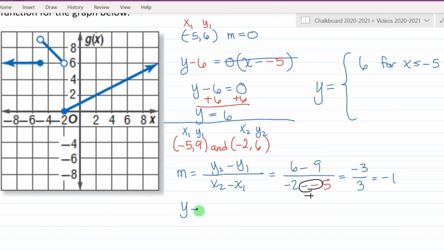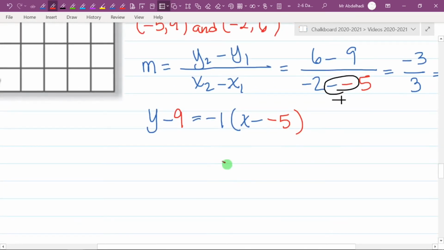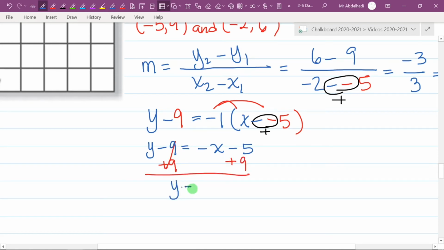So y minus y1, I'll use this first point here this time. So y1 is 9 equals m, which we said right here, the slope is -1, times x minus x1, which we said is -5. And now, come down here, this is y minus 9. We can distribute this -1 here. -1 times x is -x. -1 times, well, this is actually a double negative, so this is +5 now, right? So -1 times 5 is -5. Last thing is to get rid of this 9, so we'll add 9 to both sides. And we get y equals -x, 9 minus 5 is 4.